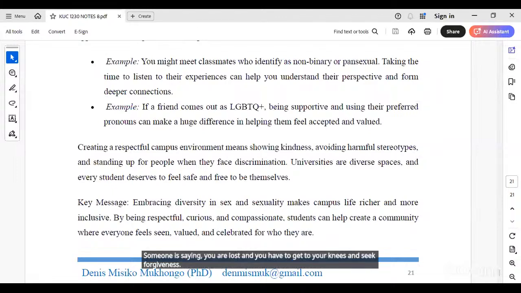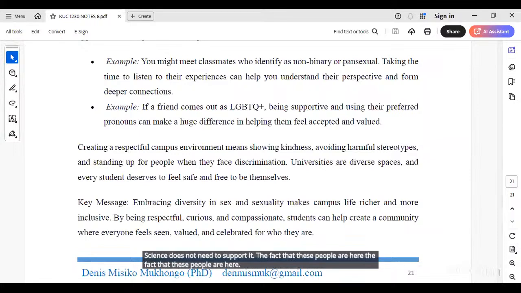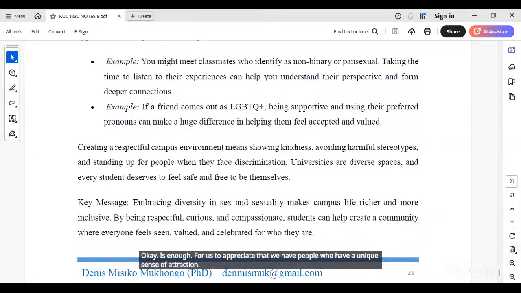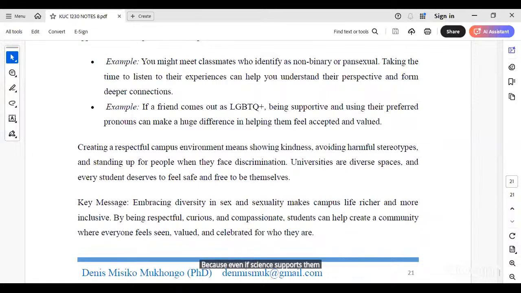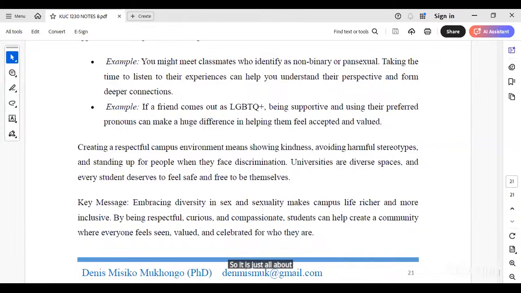Okay. Hello, Dr. I have a critical question. Is science supporting LGBTQ? Science does not need to support it. The fact that these people are here, okay, is enough for us to appreciate that we have people who have a unique sense of attraction. Because even if science supports them or doesn't support them, does not make them to disappear from the face of earth. So it is just all about us appreciating that sexual orientations are different.